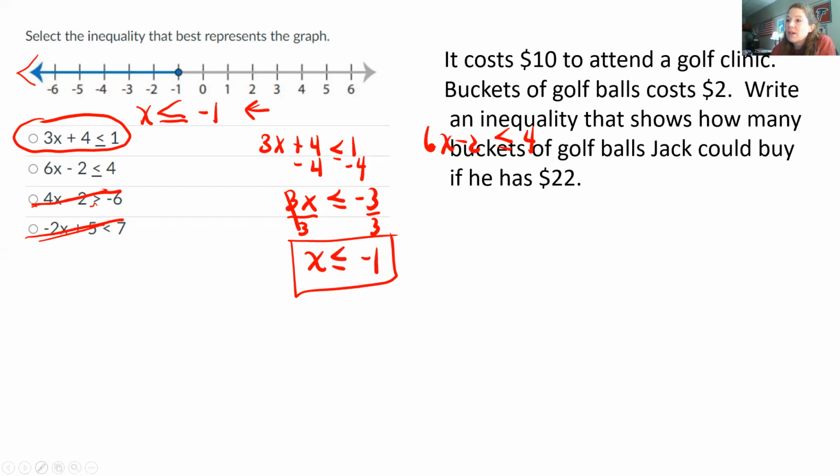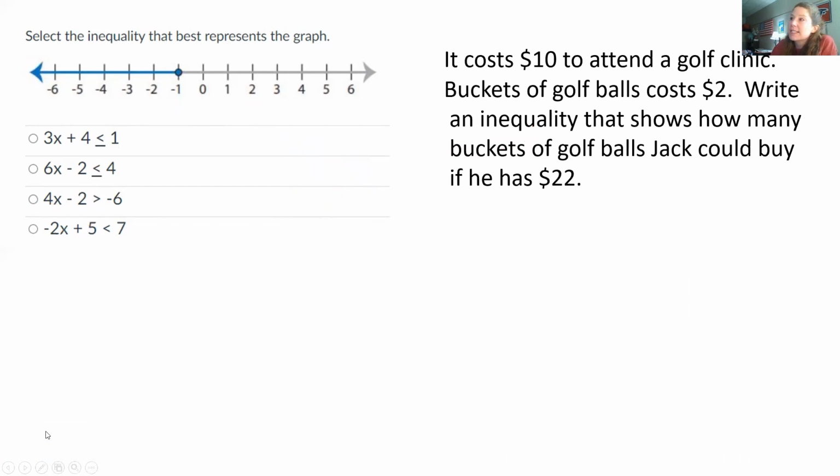Okay. All right, let's get rid of this stuff. It says it costs $10 to attend a golf clinic. A bucket of golf balls costs $2 each. Write an inequality that shows how many buckets of golf balls Jack could buy if he has $22. Well, if he has $22, the amount of money he can spend is going to be less than or equal to $22. You can spend $22 or less if that's how much money you have. It's going to cost him $10 to get in, plus 2 times the number of buckets he's going to buy. So the question is, how many buckets? X equals the number of buckets.